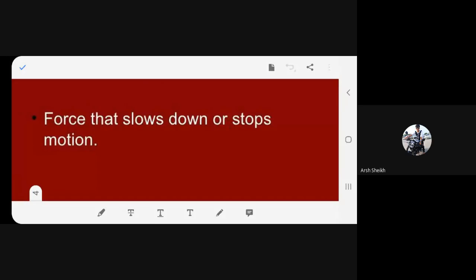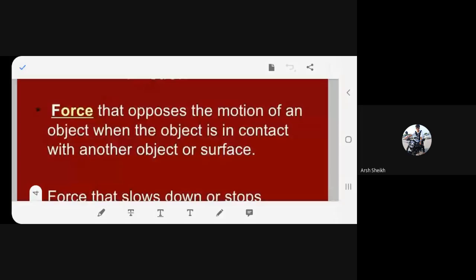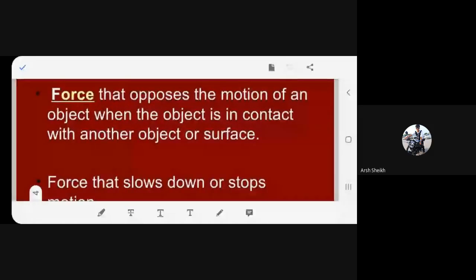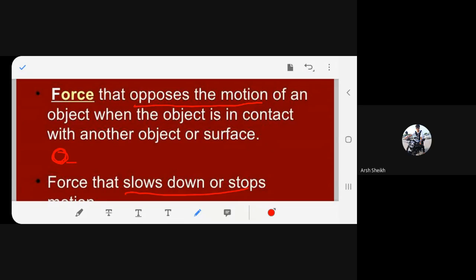Okay. So you understood what friction force is doing? Now this is one thing, that it opposes the motion. That is the friction force. Second, it slows down or stops motion. For example, if this is a ball, right? I allow it to move with the help of hand, it will go like this. The ball will move in the forward direction. Then it comes to a stop. Then it stops over here. Why? Due to friction force.